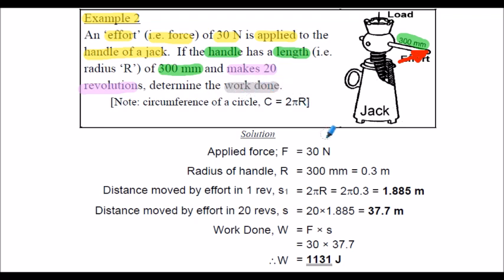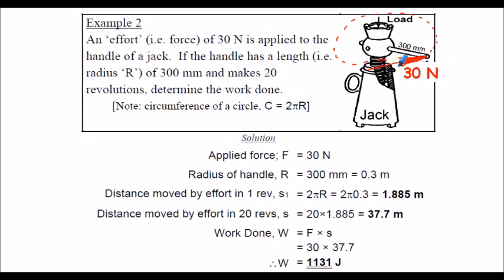Just note for reference, calculating circumference, I use the formula pi times diameter or 2 pi r. So here's the applied force of 30 newtons and its circular motion is shown in the dotted line here. That's 1 revolution. So in our solution, from the question, the applied force is 30 newtons. The radius of the handle, called r here, is 300 millimeters. Again, write that into meters, 0.3 meters.